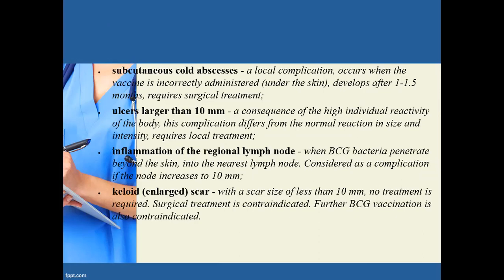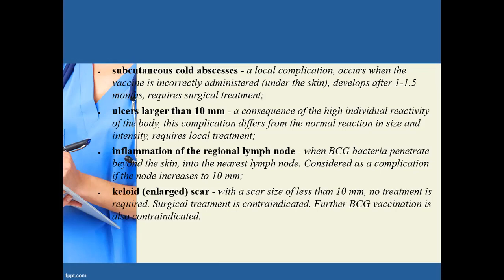Local: subcutaneous cold abscess. This local complication occurs when the vaccine is incorrectly administered, develops after 1.5 months, and requires surgical treatment. Next, ulcers larger than 10 millimeters. A consequence of a higher individual reactivity of the body, this complication differs from the normal reaction in size and intensity, and requires local treatment.